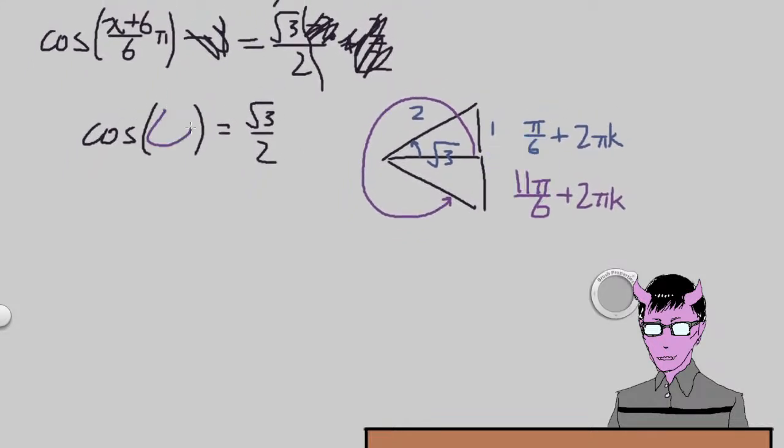Alright, so whatever this inside part is, we're going to force it to be equal to scenario number 1, and then scenario number 2. But what is inside here? It's not just an x. It's (x plus 6) over 6 times pi. So forcing this one equal to this one should capture all the scenarios that are in quadrant 1.